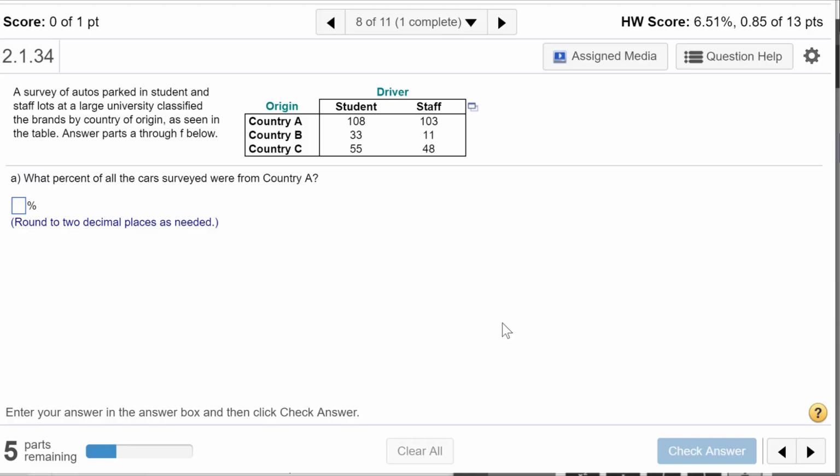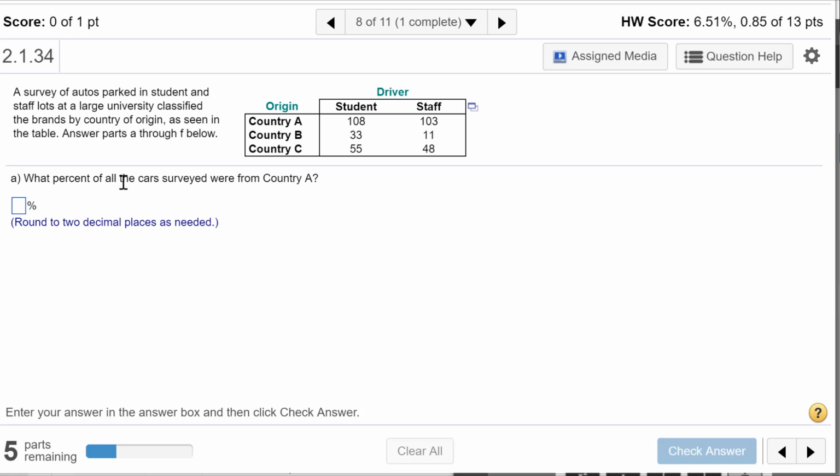A survey of autos parked in student and staff lots at a large university classified the brands by country of origin, as seen below in the table. Answer parts A through F. Okay, so what percent of all the cars surveyed were from country A? Make sure that you pay attention here: all the cars surveyed. It doesn't say student or staff or things like that.